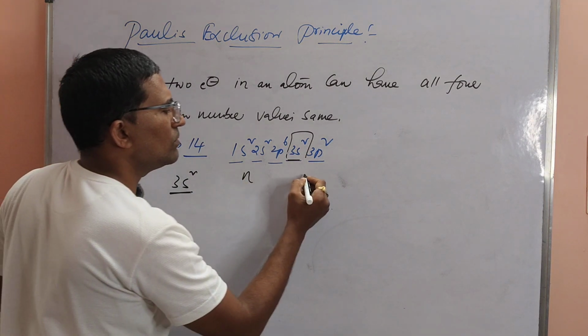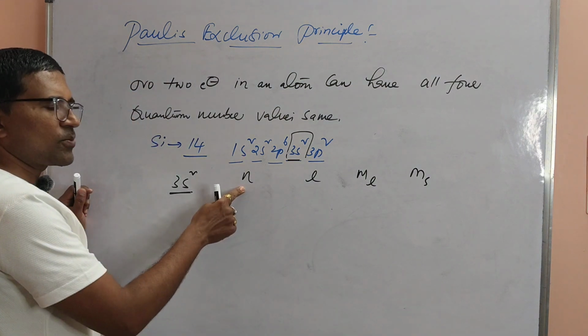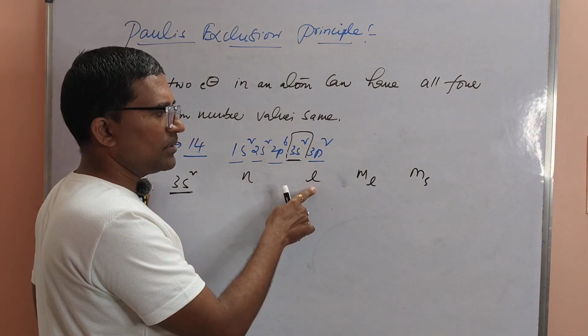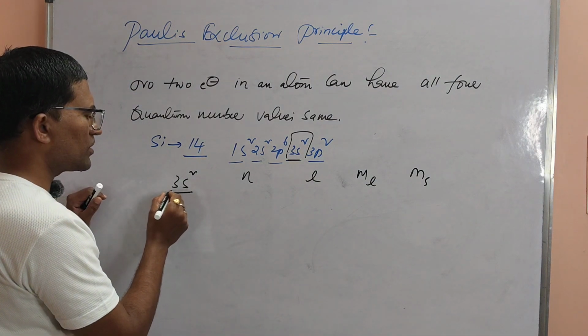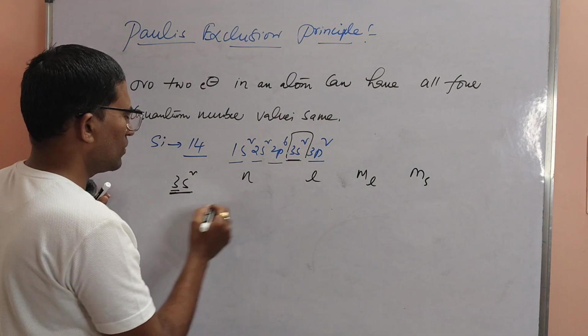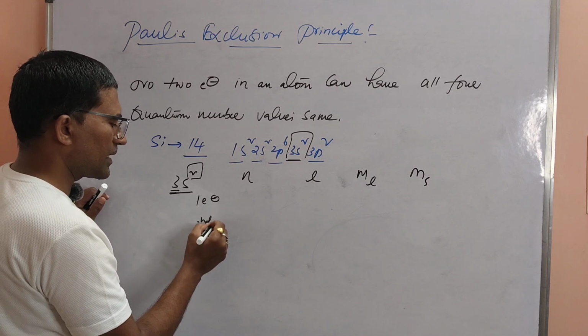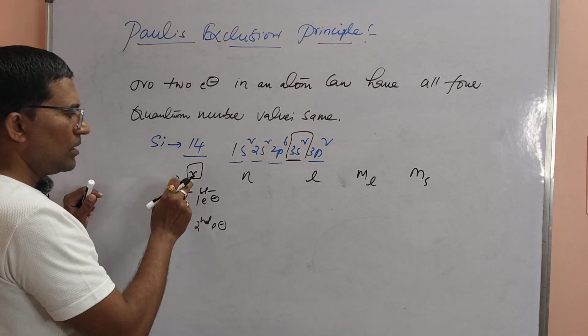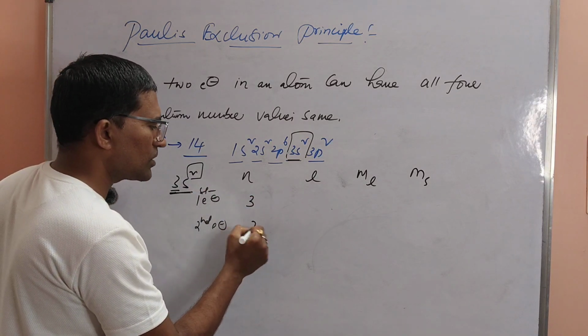Now the n value, l value, ml value and ms, meaning principal quantum number, angular momentum quantum number, magnetic quantum number and spin quantum number. n is equal to how much in all these cases? There are 2 electrons, the first electron and the second electron. Both the electrons come under the third shell. n is equal to 3, 3, 3.